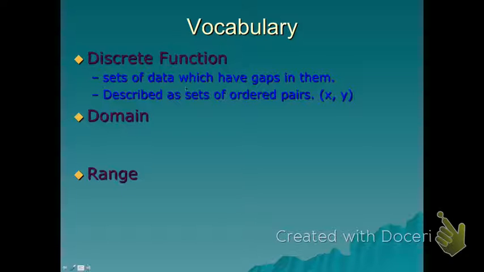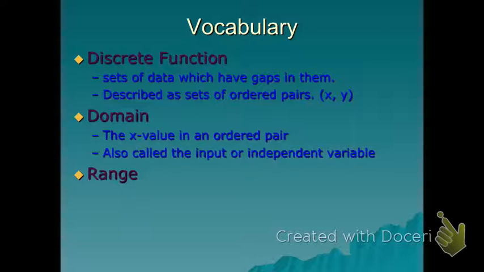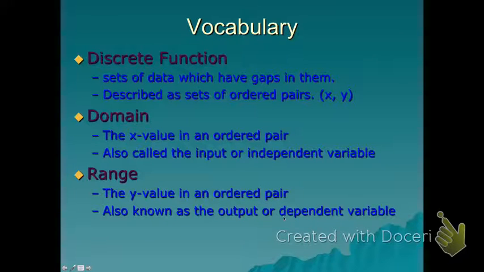The next thing we're going to talk about is domain. The domain is the x value in an ordered pair. It also goes by a couple of different names. It's called the input, or it's also called the independent variable. Okay, our range is known as the y value in an ordered pair, and instead of the input, it goes by the output, and it's known as the dependent variable.